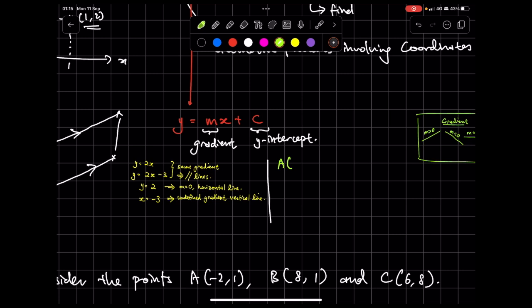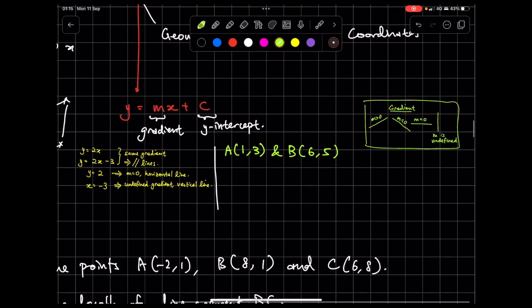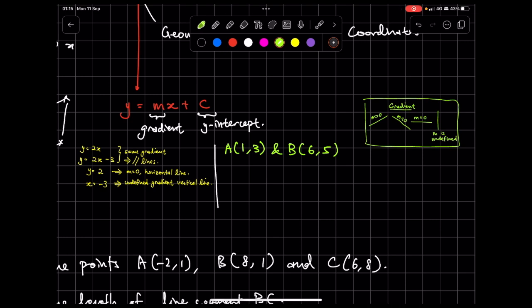A, maybe, I'll just give numbers. Maybe 1, 3. Sorry, cannot erase. And maybe B is 6, 5. How can I find a line that passes through these 2 points? First of all, I need to find a gradient, right? So I need to apply what I learned just now. I need to find a gradient. So how do I find a gradient?